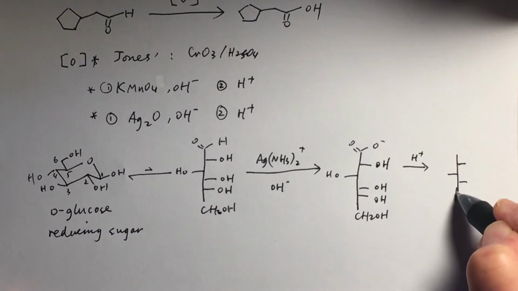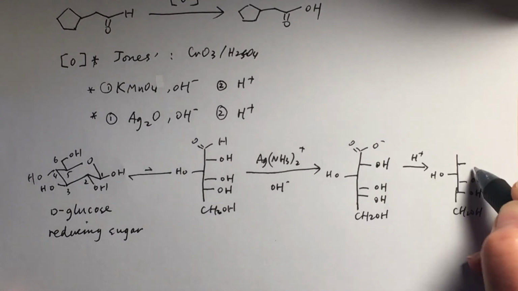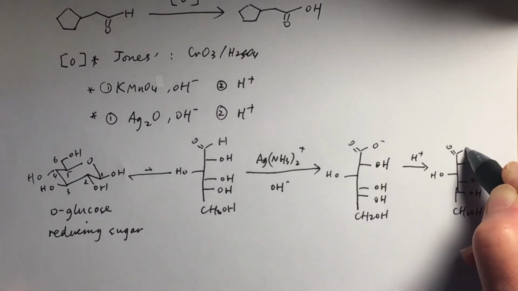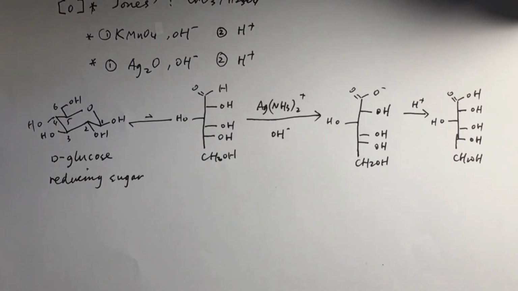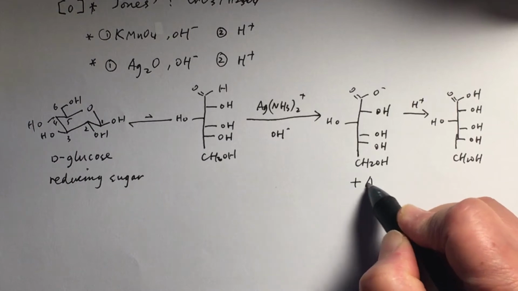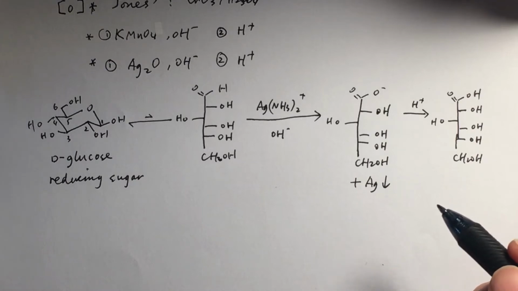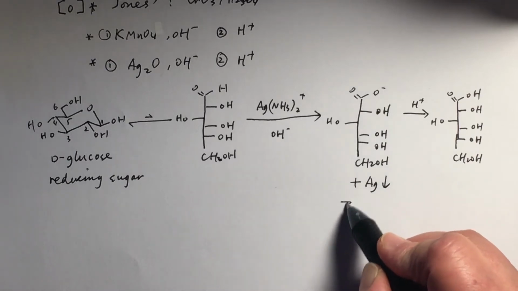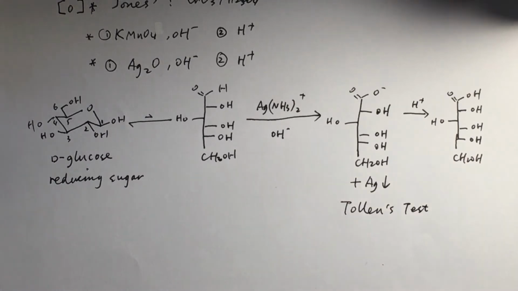Okay, same stereochemistry. And feel free to identify R or S for these chirality centers to help yourself refresh how to identify R or S. And the byproduct is silver, which could form a very nice silver mirror. Okay, so this reaction is very helpful to identify aldehyde or any reducing sugar. This particular reaction is often referred to as Tollens' test.